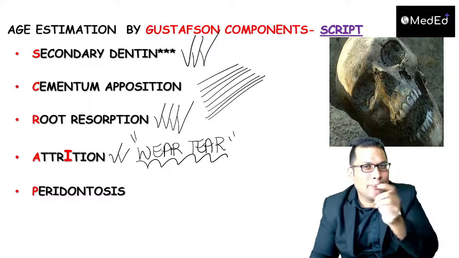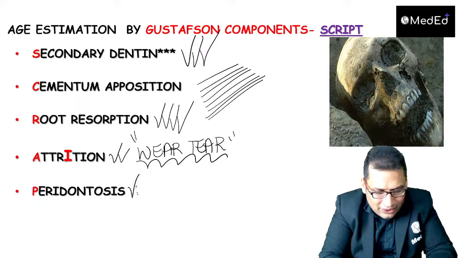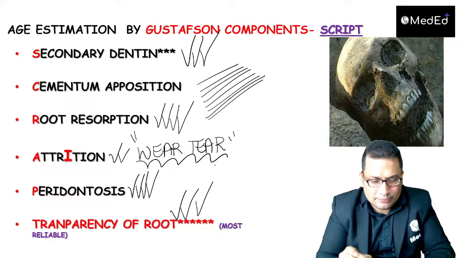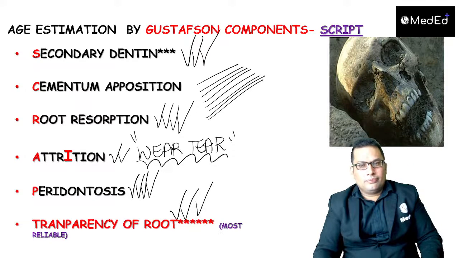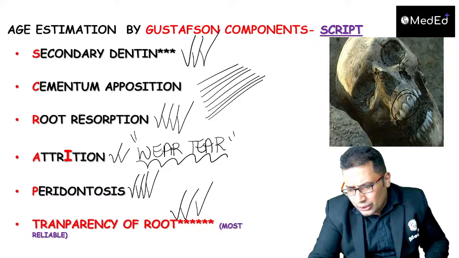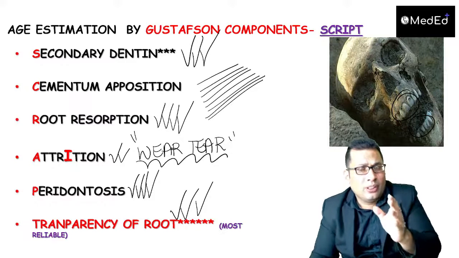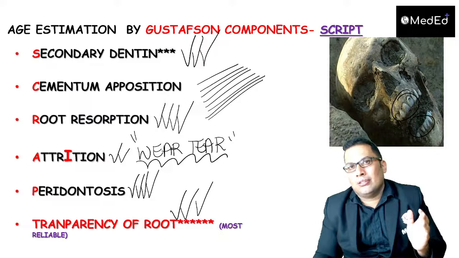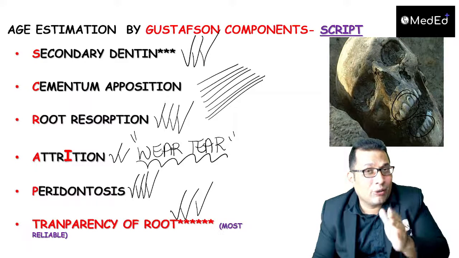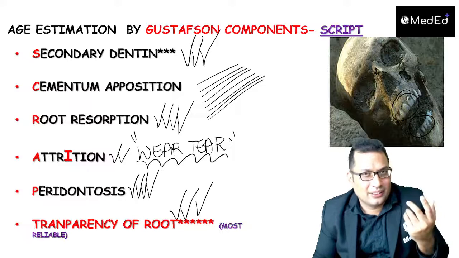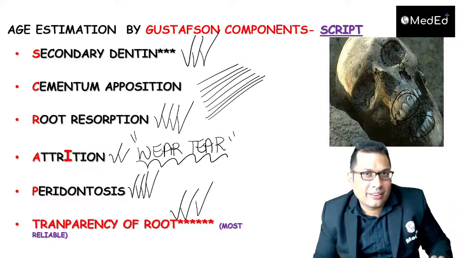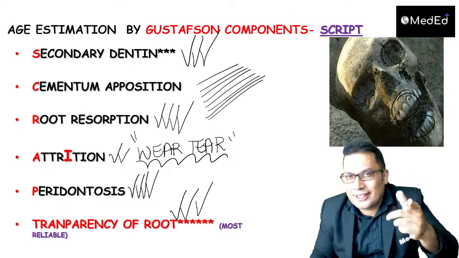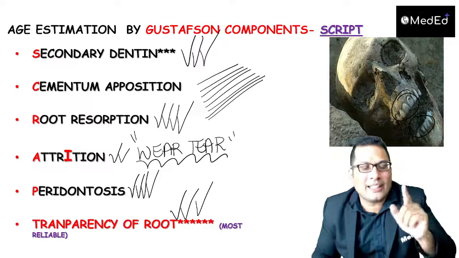And P for periodontosis or parodontosis. When age advances, there will be loosening of the teeth. That is known as periodontosis, loosening of the teeth. T for transparency of root or the translucency of the root. Anterior teeth are commonly used. This method is very useful in estimating age of the skeleton. When a skeleton is found at a crime scene, the estimation of age can be made with the help of the teeth, that is anterior teeth like incisor and canine, not the molars. The best criteria is transparency of the root. Second best criteria, remember, answer should be secondary dentin.